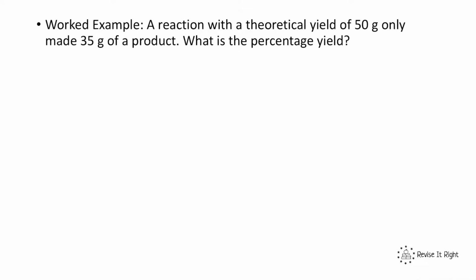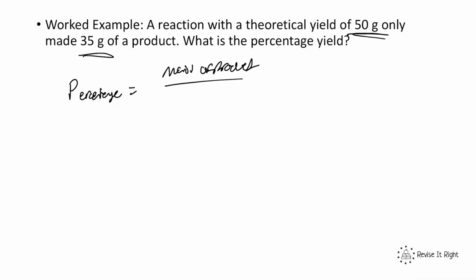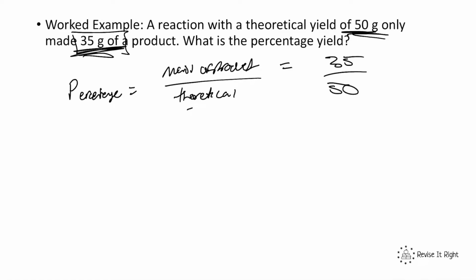So we have a reaction with a theoretical yield of 50 grams, but it only produces 35 grams of product. So what is the percentage yield? Well, we know that the percentage yield is going to be equal to the mass of the product made divided by the mass of the theoretical, and therefore the mass of the product made is 35 grams. So we've actually made 35 grams, so that's 35. And the mass of the theoretical is 50, so we're going to do 35 divided by 50.